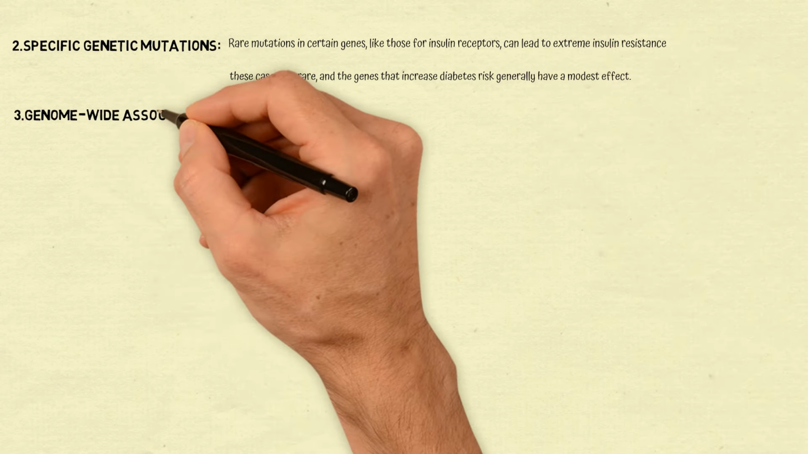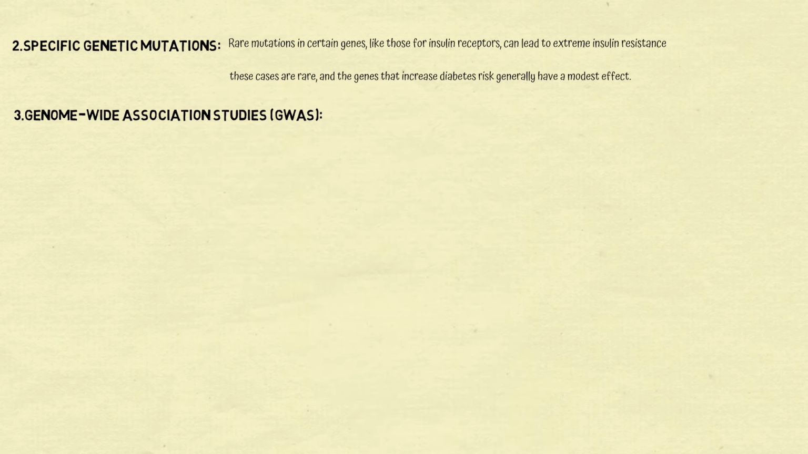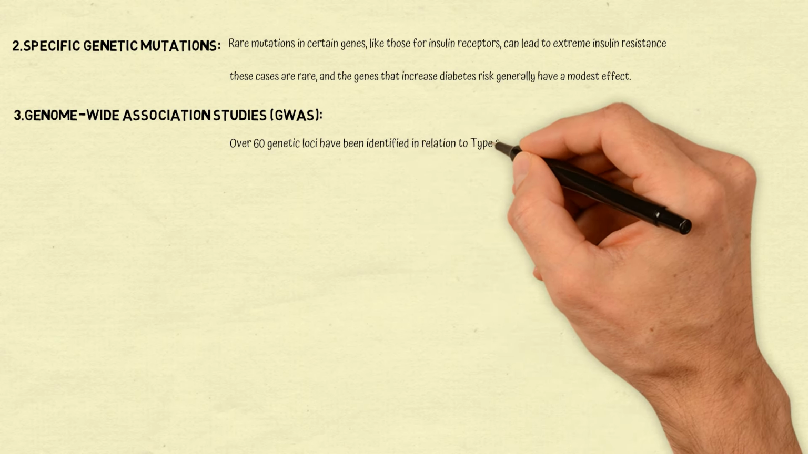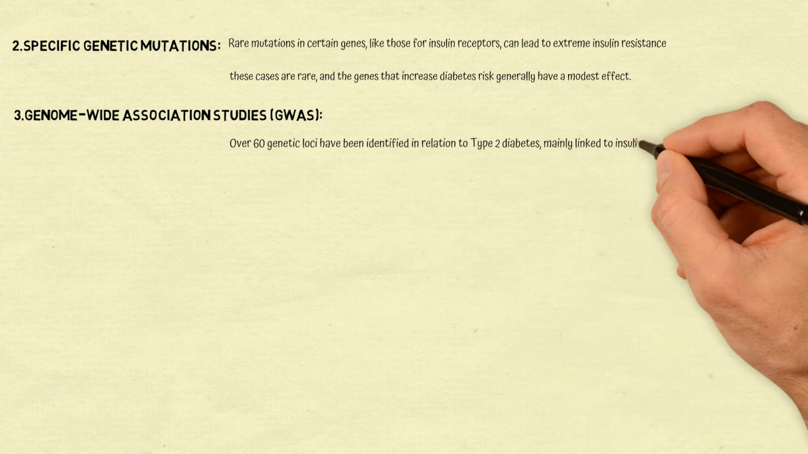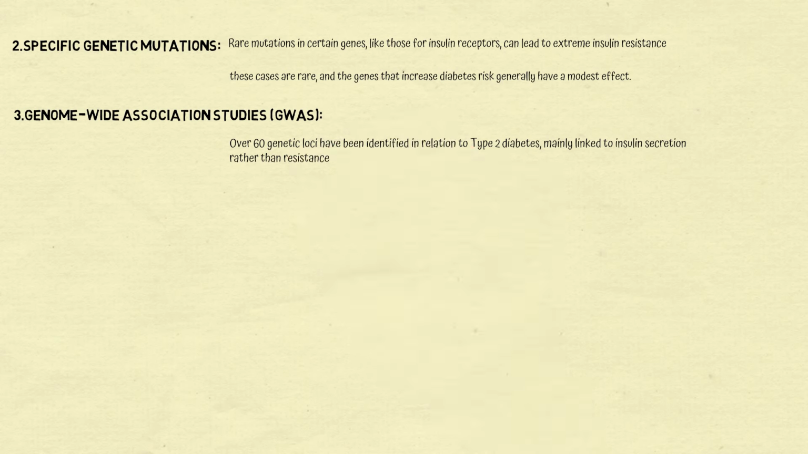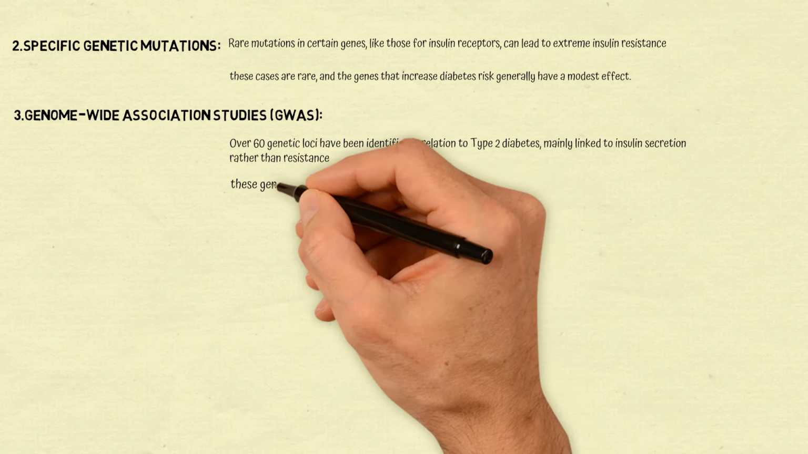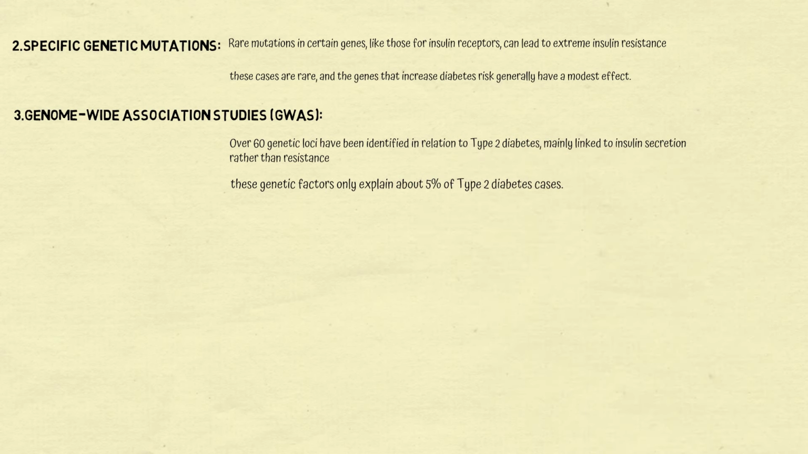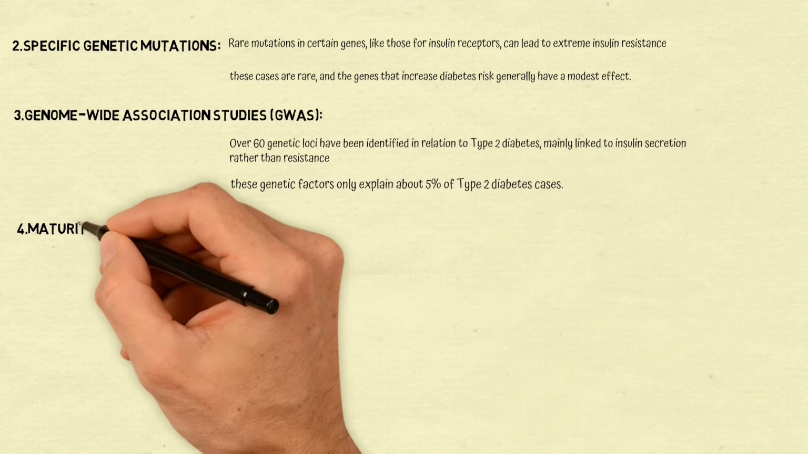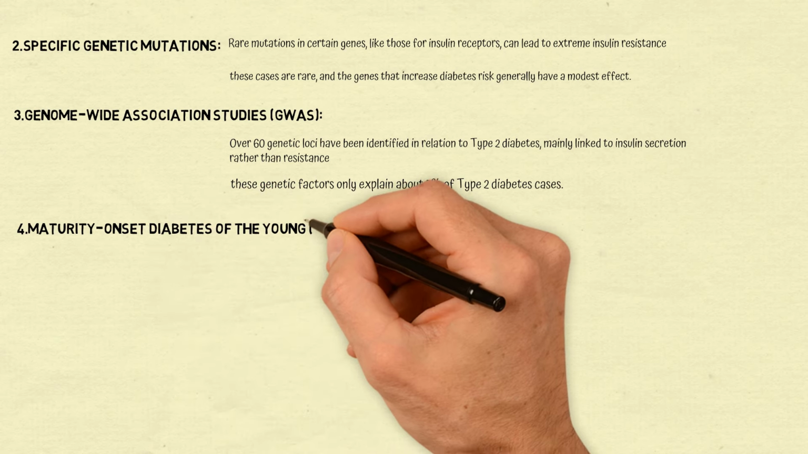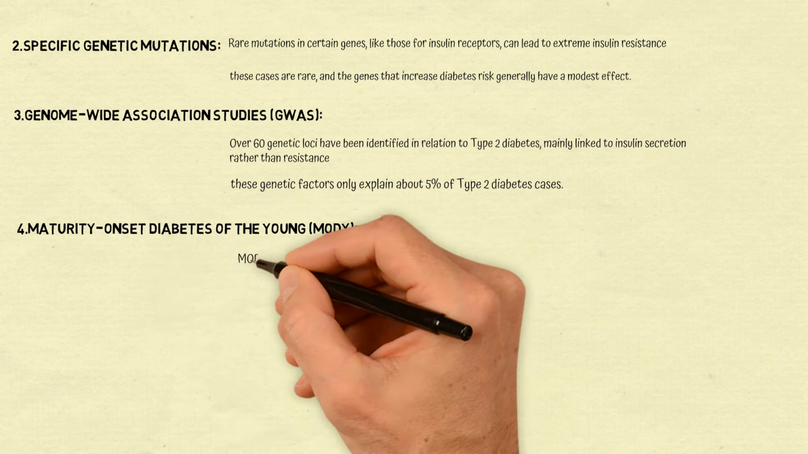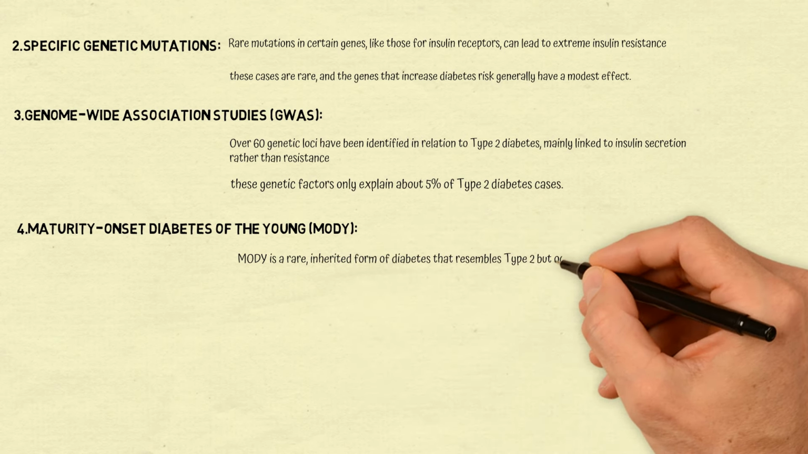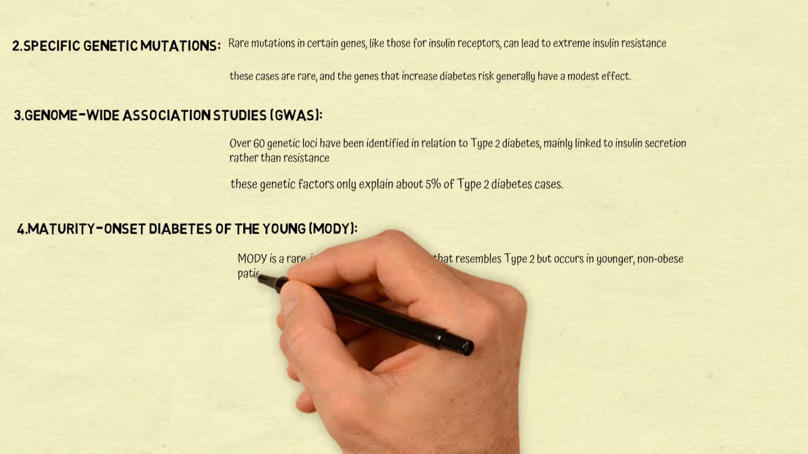3. Genome-wide association studies, GWAS. Over 60 genetic loci have been identified in relation to type 2 diabetes, mainly linked to insulin secretion rather than resistance. However, these genetic factors only explain about 5% of type 2 diabetes cases. For maturity-onset diabetes of the young, MODY. MODY is a rare, inherited form of diabetes that resembles type 2 but occurs in younger, non-obese patients.